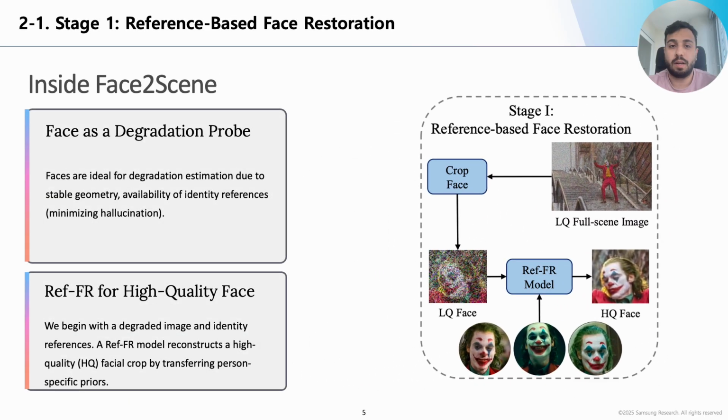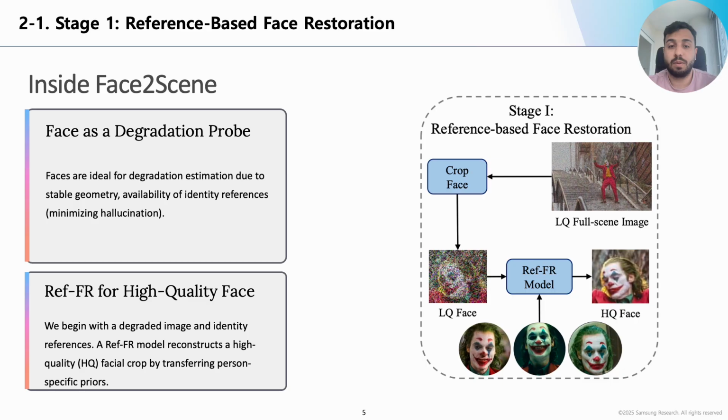Now let's look inside stage 1 of Face2Scene. Faces as a degradation probe. We use the face as the anchor for estimating degradation, because faces have a stable geometry and they come with identity references. This makes them the most reliable region for extracting distortion cues.